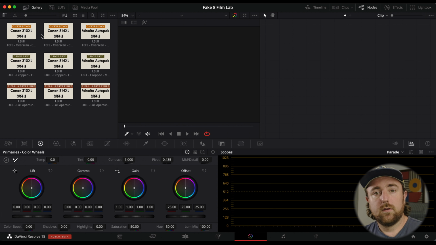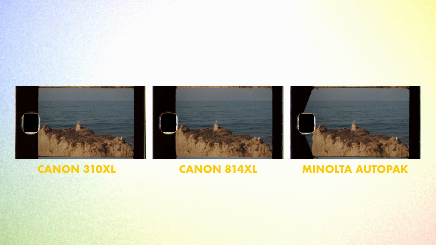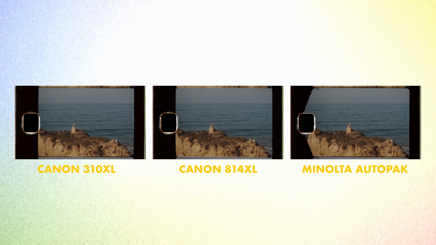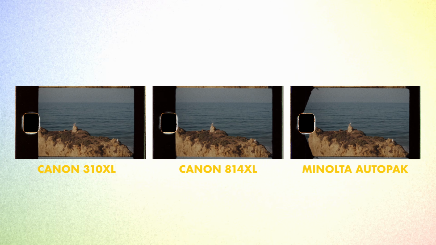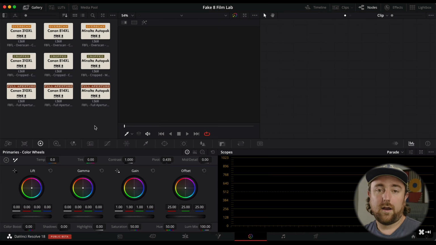Then within those, we used 3 cameras to capture different mats. And so they're organized by Canon 310 XL, Canon 814 XL, and Minolta AutoPack. Basically there's 3 versions of each camera that you can use, and I'll show you how they differ from each other. All right, so now that we have the Fake 8 Film Lab PowerGrades and assets properly imported into our project that is set up perfectly, we can finally get to putting together a timeline to apply the Fake 8 Film Lab to our footage.